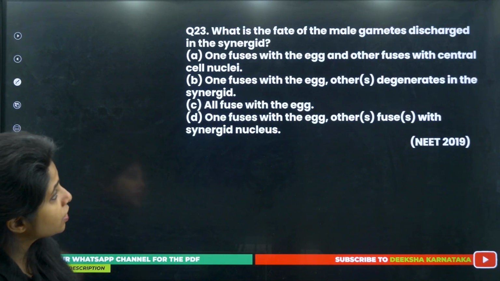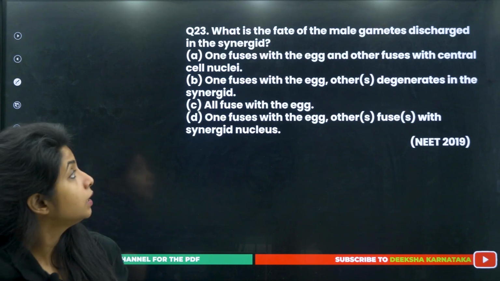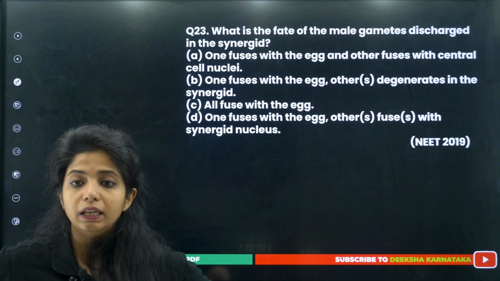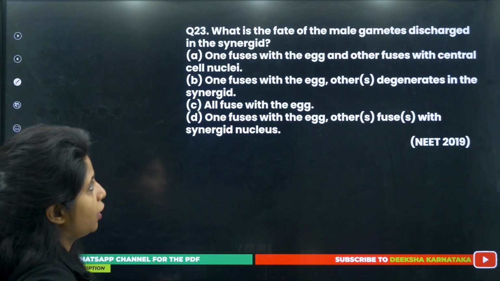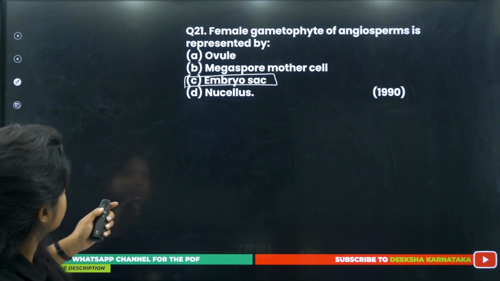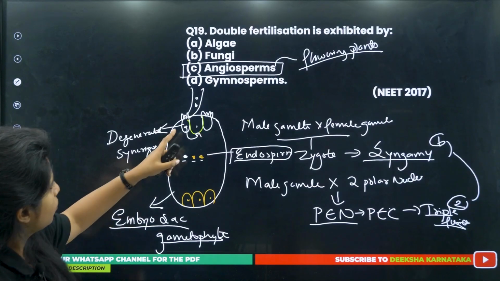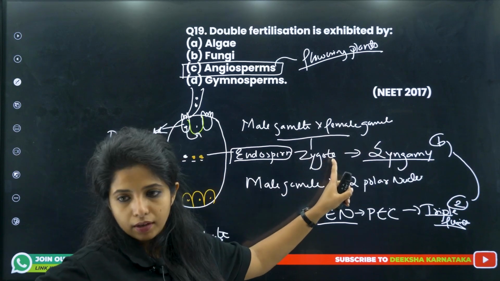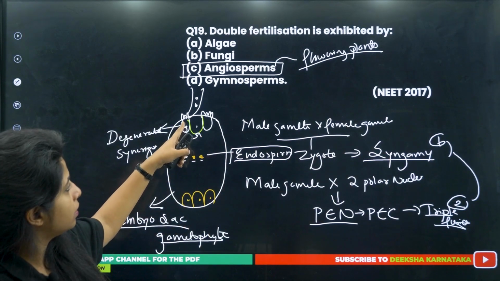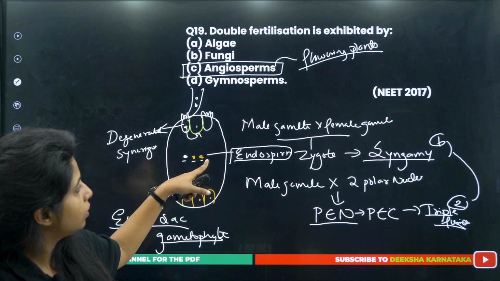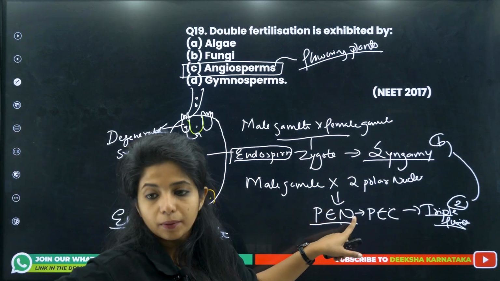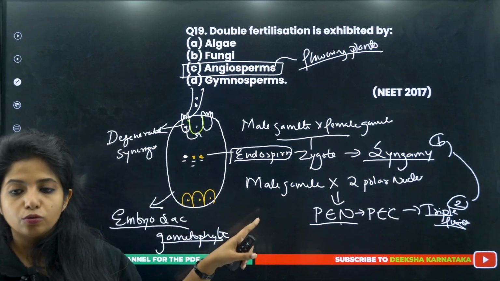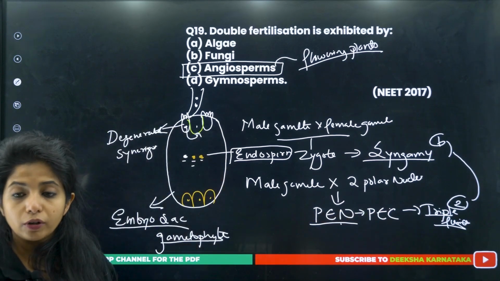Next, 23. What is the fate of the male gametes discharged in the synergids? I told you over here. One is going to fuse with the female gamete, female gamete forms zygote. Another one which is there in the synergid, it fuses with the two polar nuclei. That's when you get the primary endosperm cell, and the nucleus is known as primary endosperm nucleus, which is known as triple fusion. The whole process is known as triple fusion.